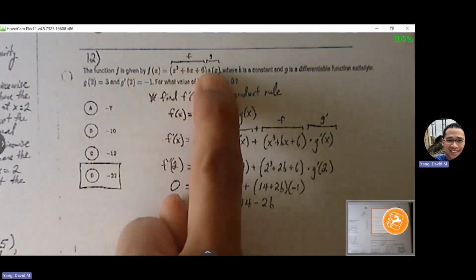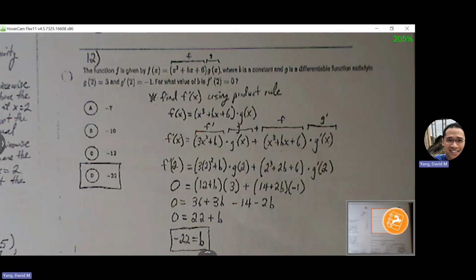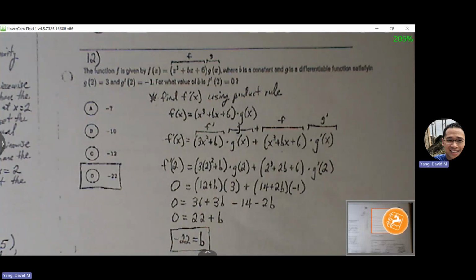Notice that we have two separate expressions that are outside of each other and they're being multiplied. So we go through the product rule, f prime g plus f g prime, replace every x with 2, replace f prime of 2 with 0, and then now the only variable left or unknown value to look for is that b value.